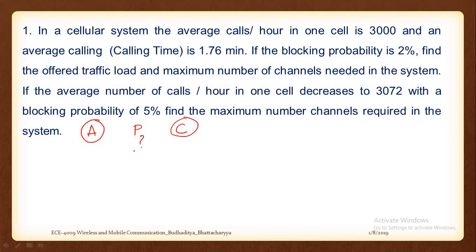So this is again one synonym. When you are looking for holding time, you are looking at calling time, which is also synonymous with holding time. If you are not able to find holding time, that is another way of representing it. So 1.76 minutes is basically the holding time. Correct. But is there anywhere the lambda, the calling rate or the request rate, to use? It says average calls per hour, correct? Average calls per hour as 3000 per cell.